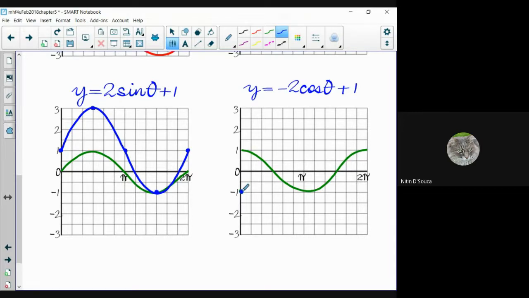Minus 2 times 0 is 0 plus 1. Minus 2 times minus 1 is positive 2. Positive 2 plus 1 is 3. Minus 2 times 0 is 0 plus 1. Minus 2 times 1 is minus 2 plus 1. And that should look like a cosine curve upside down.